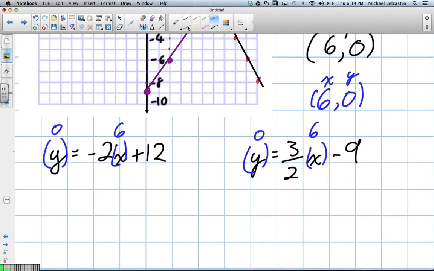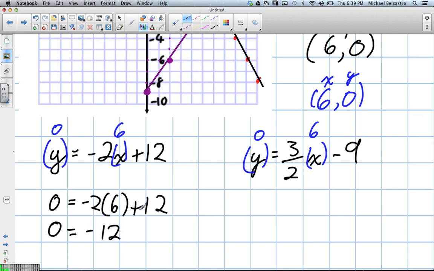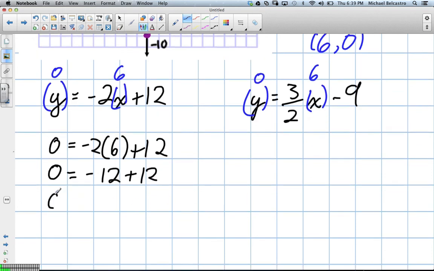Let's plug these values in and solve quickly. 0 equals negative 2 times 6 plus 12. What's negative 2 times 6? Do you know? Negative 12, actually, because there's a negative times a positive. And negative 12 plus positive 12 is 0. So that checks out.